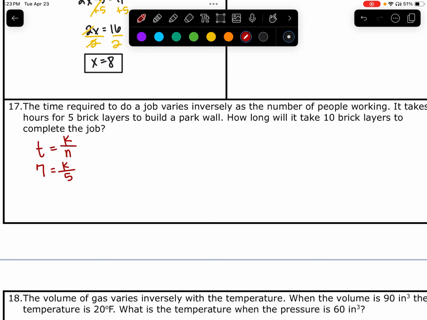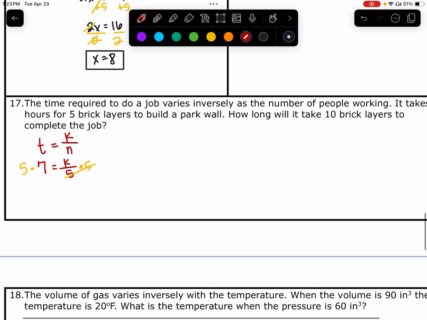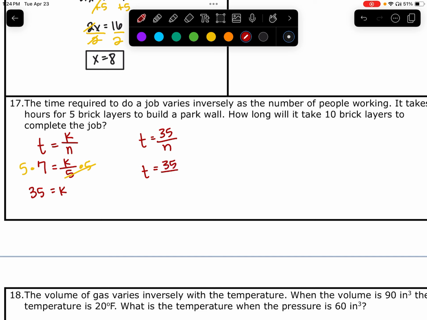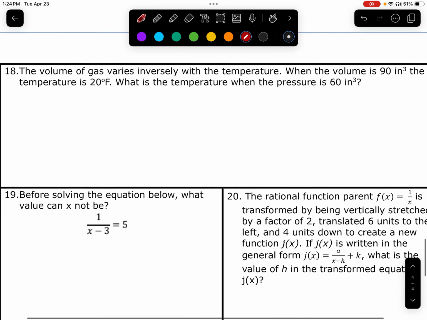Okay, so first let's go ahead and solve for k so we can figure out what the constant is. And that would be 35. So our new formula is t equals 35 over n. And we're trying to figure out the time that it would take 10 bricklayers. So t would be 3.5 hours. Go ahead and try number 18.